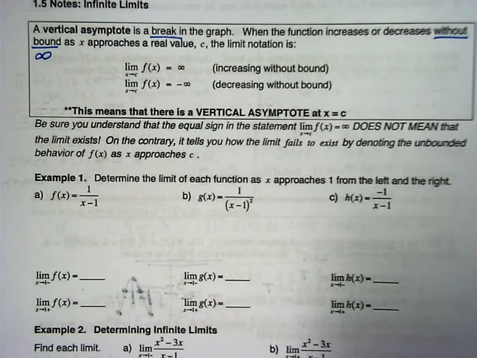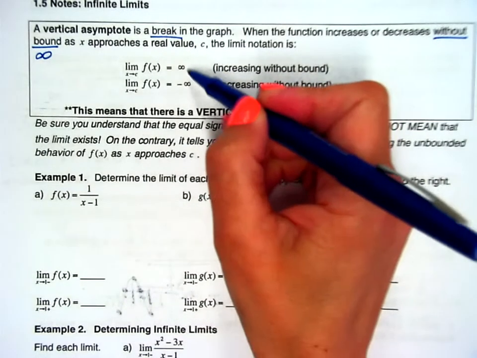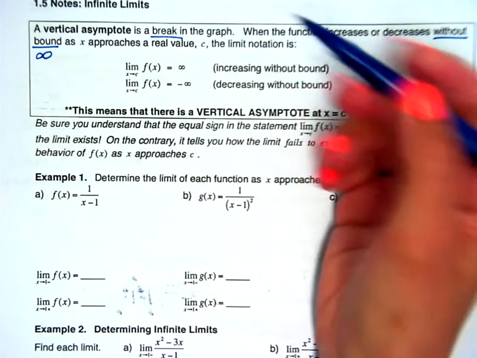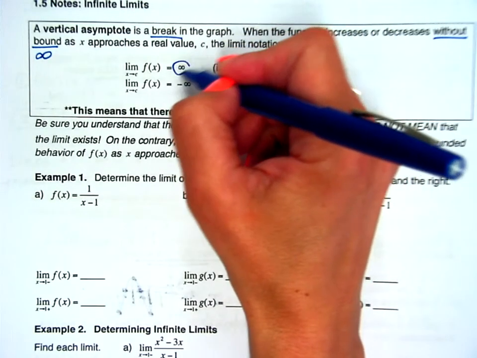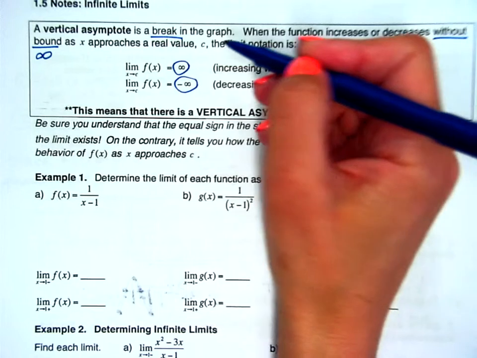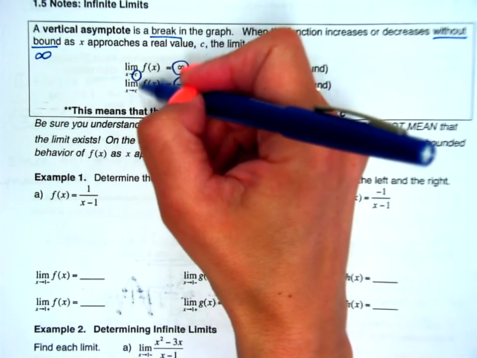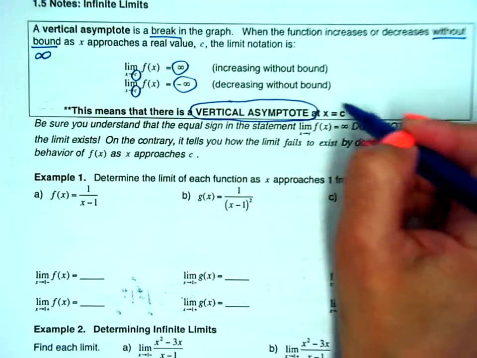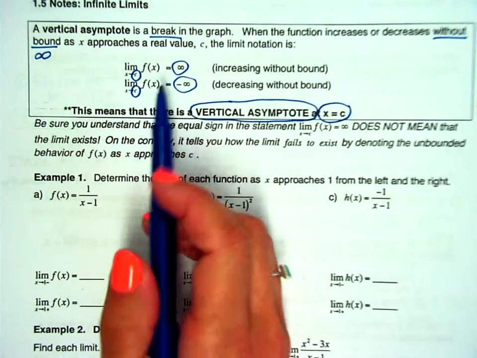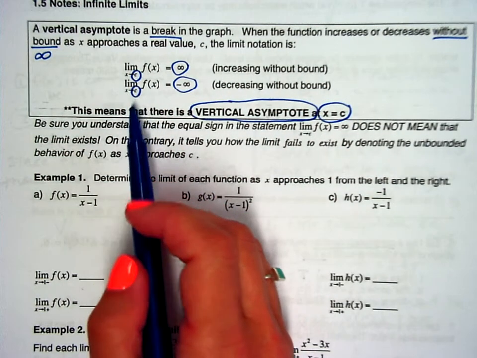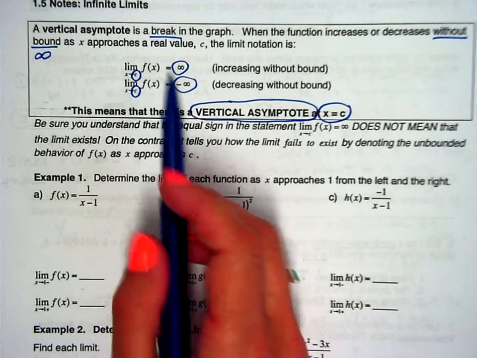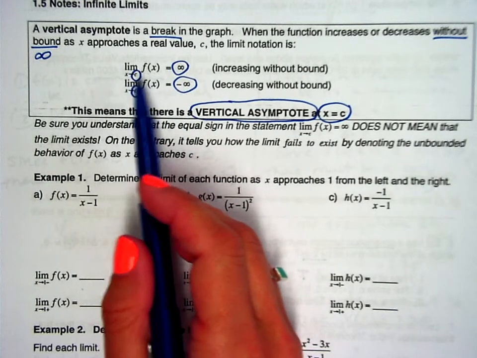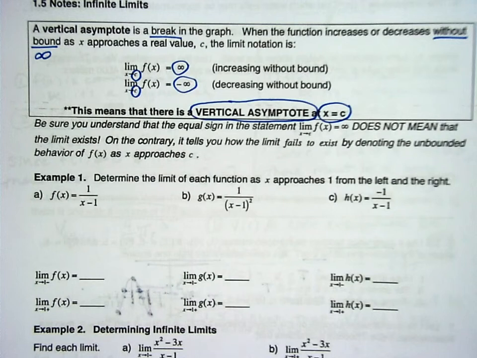So before, we talked about that we would just write does not exist when we had this infinity, negative infinity. So now we can actually say infinity or negative infinity. And that automatically implies that there will be a vertical asymptote at x equals c. So whatever this c value is, by definition, there has to be a vertical asymptote there if I am going toward infinity or toward negative infinity, okay?